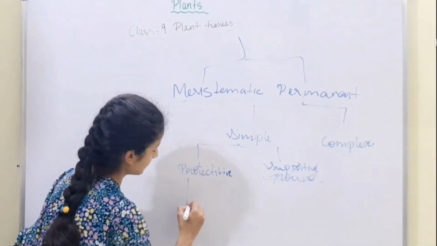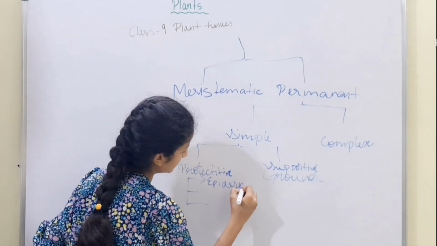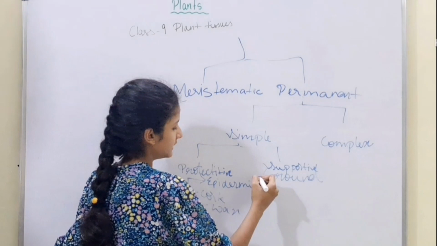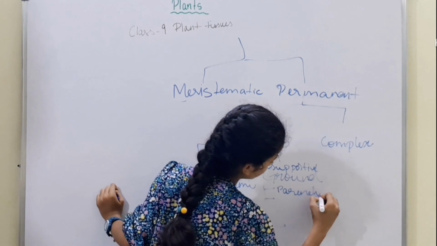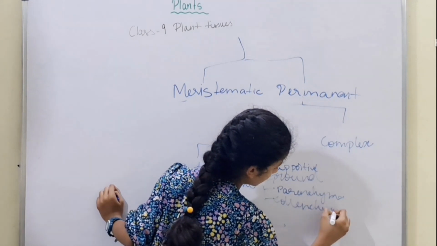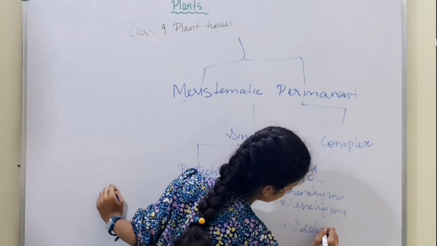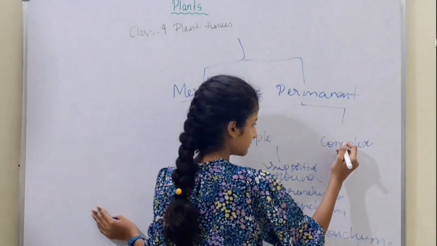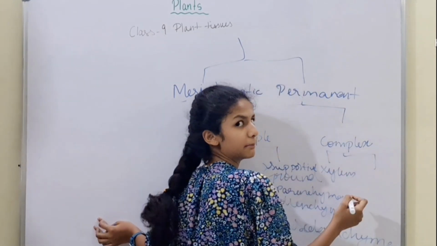In protective, we have again three types: epidermis, cork, wax. And supportive: parenchyma, collenchyma, and sclerenchyma. In complex permanent, we have basically two: xylem and phloem.